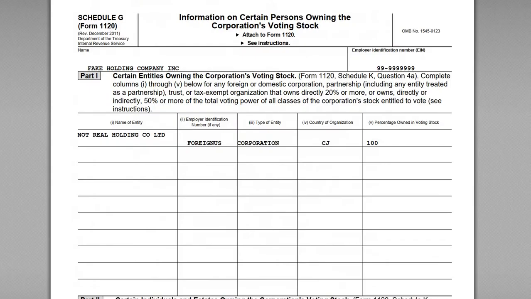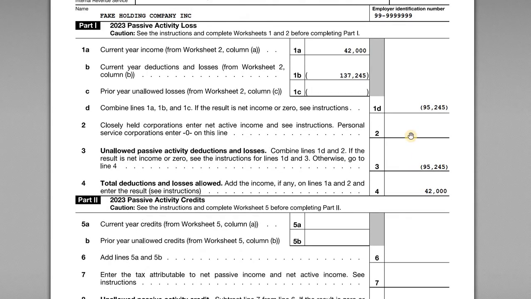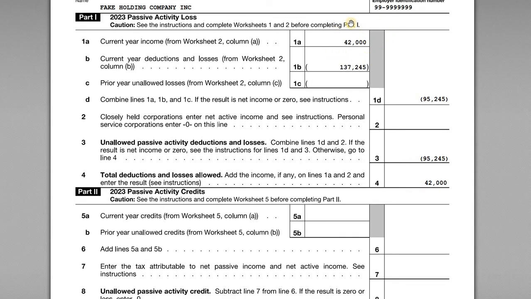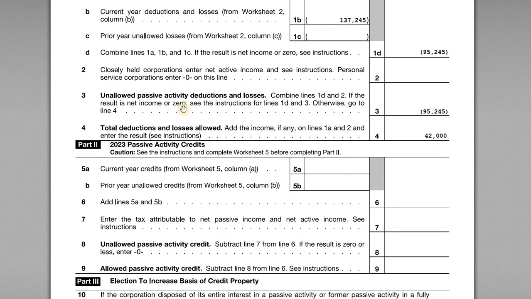So if we go to the tax return, let's jump down to the 8810. This is the corporate passive activity loss and credit limit schedule. In part 1, we have the total current year income. We have the current year deductions, $137,245. The excess here, the net loss, which is going to be the unallowed deductions, is $95,245. Ultimately, the total deductions and losses that are going to be allowed is just $42,000. So the total revenue is $42,000, and the total amount of deductions that we're going to be able to claim is also $42,000.